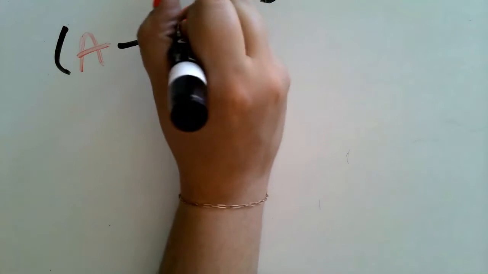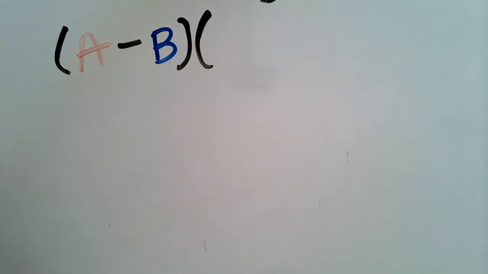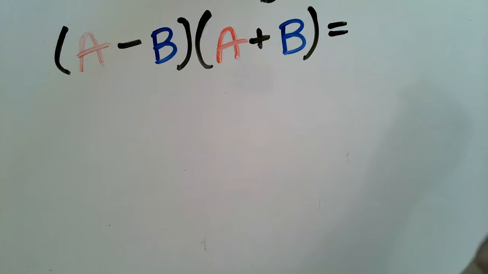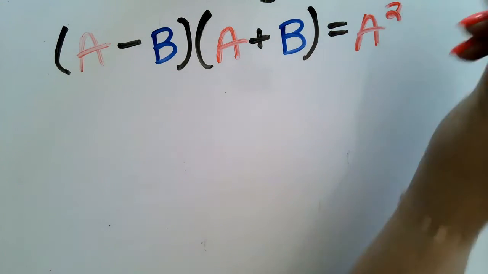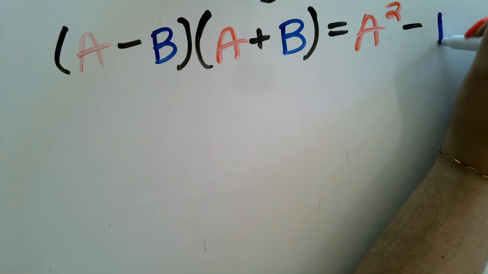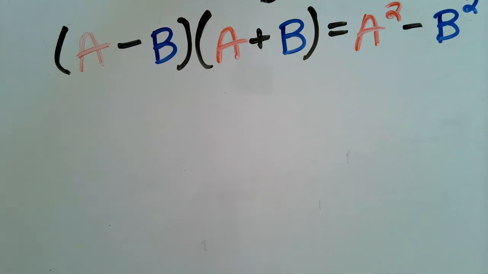So when we have a minus b times a plus that b, it's going to equal a to the second power minus b to the second power.